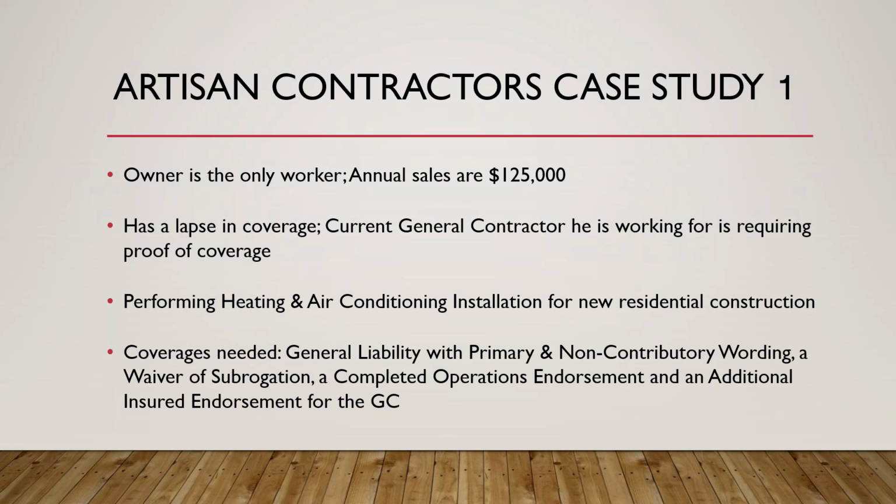As you are looking through the insurance requirements of that contract, you see that they need $1 million per $2 million aggregate general liability limits with primary and non-contributory wording, a waiver of subrogation, a completed operations endorsement, and additional insured endorsement in favor of the general contractor. These special wording endorsements are pretty standard nowadays. I'm sure you've seen them. So most carriers will be able to offer them to your client.